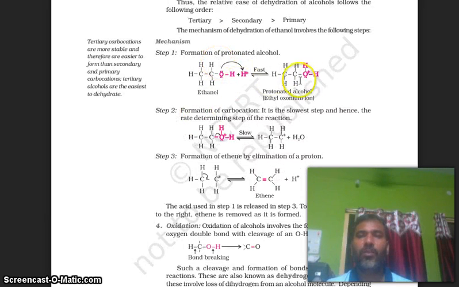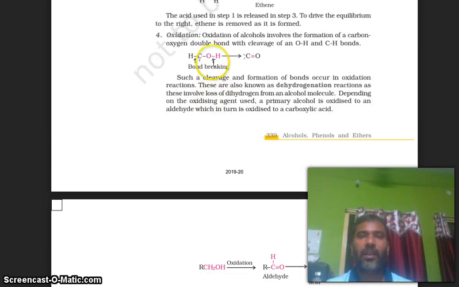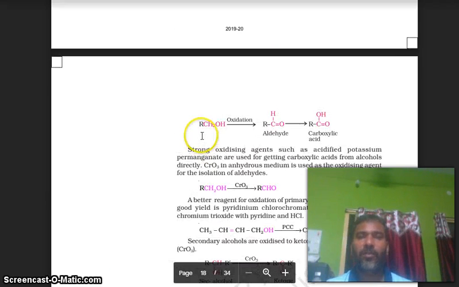Ethanol takes this proton forming protonated alcohol, and then water is removed, a carbocation will form, and then this H plus will be removed and formation of ethene. So bond breaking here and bond breaking here, formation of C=C.